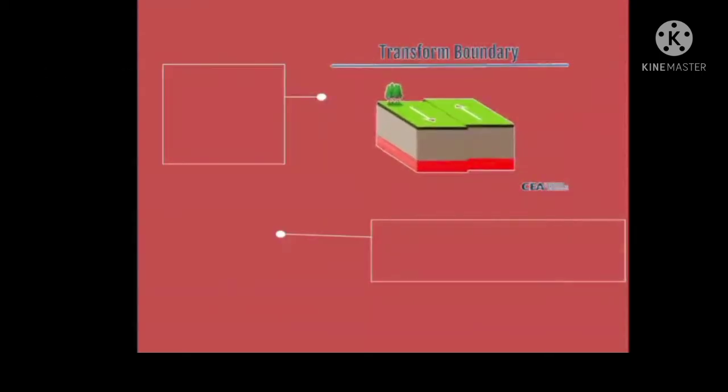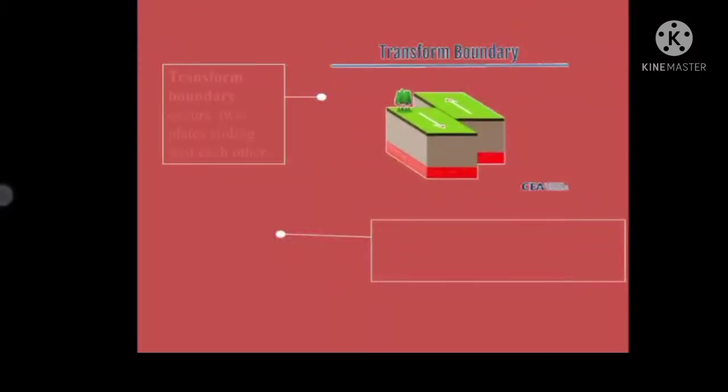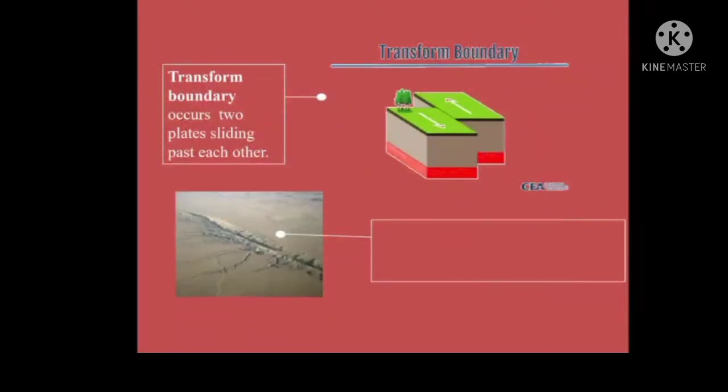So proceeding to the last or third type of plate boundary, the transform fault boundary. This occurs when two plates slide past each other, horizontally passing from each other. The example of transform fault boundary is the 1,200 km long San Andreas Fault. This is one of the most well-known landforms created by transform fault boundaries.